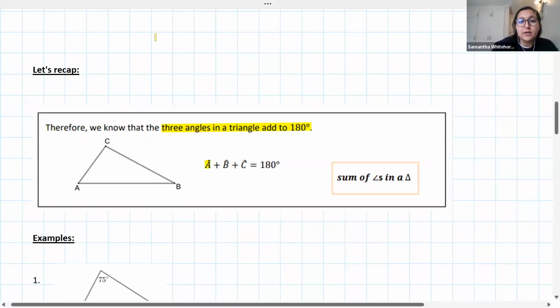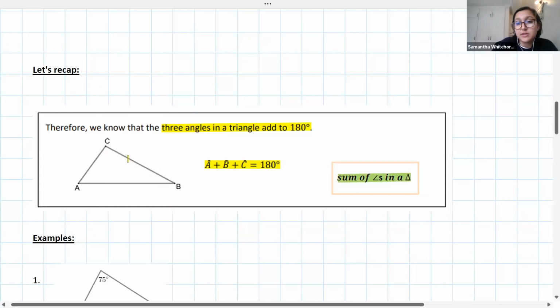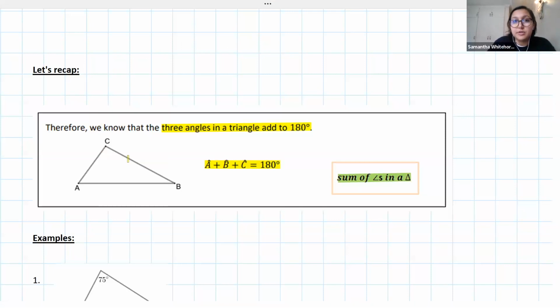So if I add angle A, angle B, and angle C, we get 180 degrees. And that is all because of sum of angles in a triangle. So remember, it's geometry. We have to give a reason for any statement that we make. So this was our first reason that we had to look at: sum of angles in a triangle.